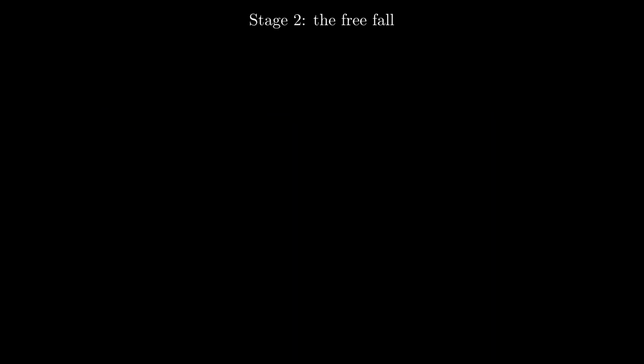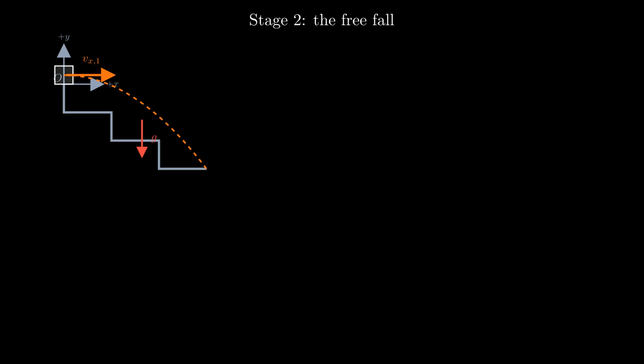Stage 2 is the free fall of the staircase. Reset the clock and place the origin at the top of the stairs, where the block launches. Now there is no floor beneath it, so there is no friction and no horizontal force. The horizontal acceleration is 0, and the vertical acceleration is negative g. The block launches horizontally, so its initial vertical velocity is 0. And its initial horizontal velocity is the launch speed v sub x1. Let t2 be the instant it strikes the third stair.